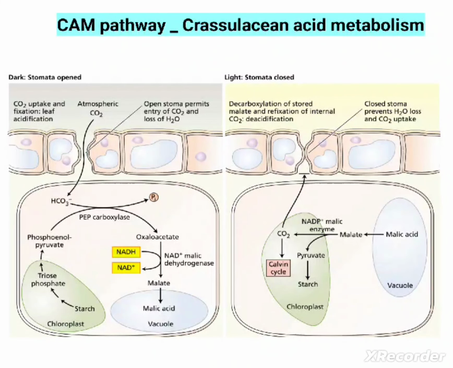Let's talk about the CAM pathway, or crassulacean acid metabolism. This pathway occurs in xerophytic plants, or desert plants like cacti, agave, or pineapple, that have made this adaptation in order to store carbon dioxide during the night time, and that carbon dioxide will be used during the daytime.